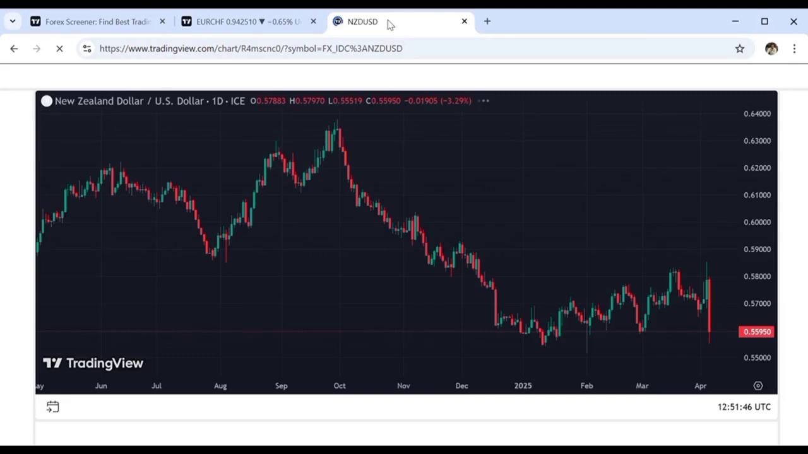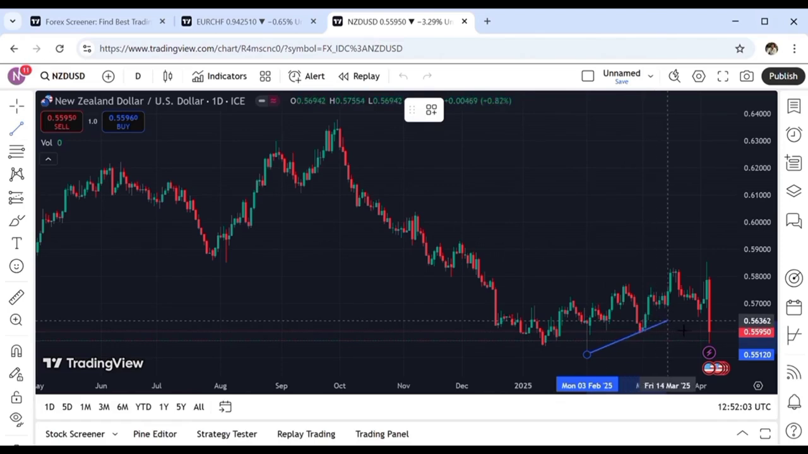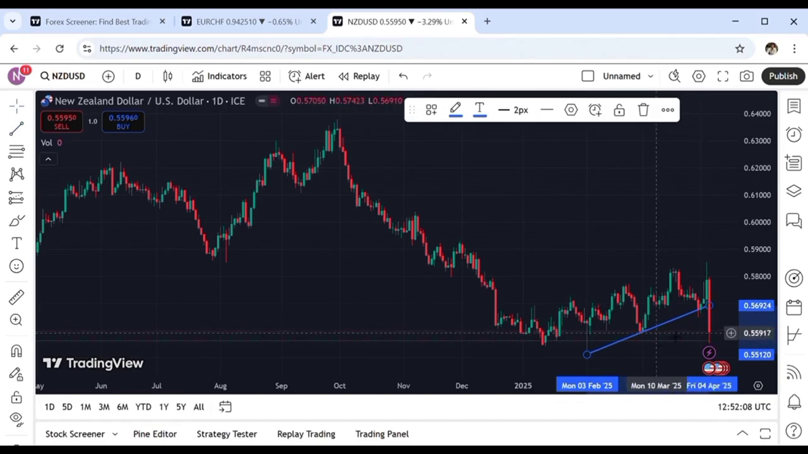So let's go to the New Zealand USD. Sorry. So this is the New Zealand USD chart. So first thing first, what are we doing first? We are drawing our support and our resistance level. You can see this is a support and resistance level at the 1 day. Sometimes support and resistance level can be in the 1 hour. It can be in the 15 minutes, depending. So you draw your support and resistance level.